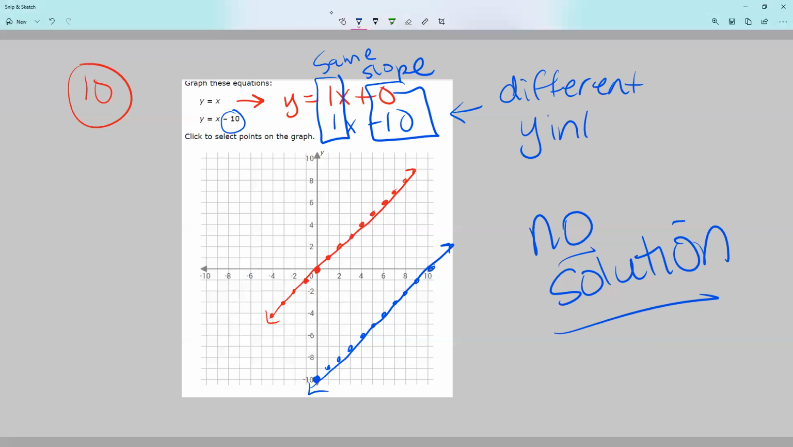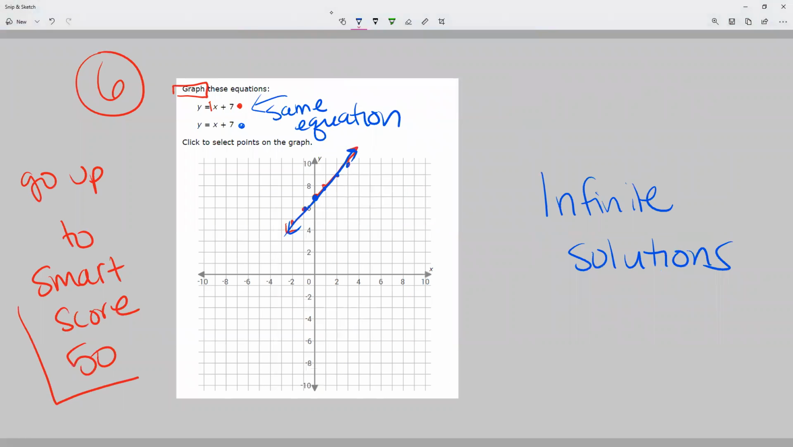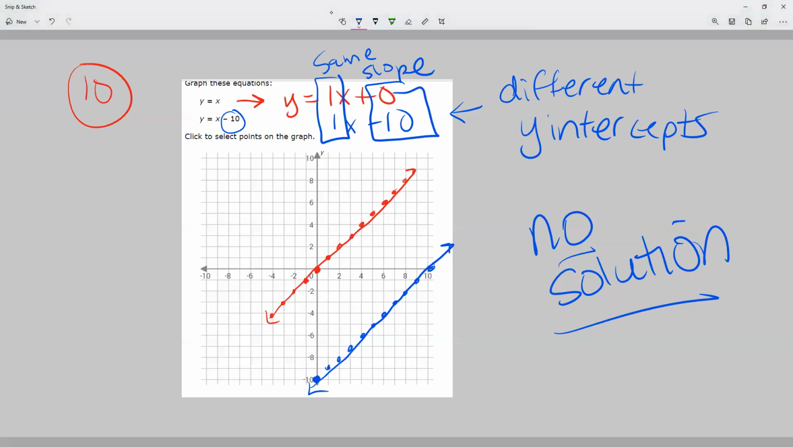If it had the same y-intercepts, the exact same y-intercepts, then it would have infinite solutions, like the first one that we did, like this. So this one has the same slope and the same y-intercept. So if everything's the same, it's infinite. If the slope is the same, but the y-intercepts are different, that's when it's none.